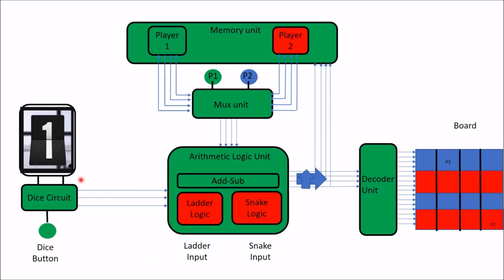Then what will happen? That 1 will be passed through here. It will update your memory and update the decoder, and you place 1 here, from here to here, and place 1 here, and player 1 on. That is the typical scenario.